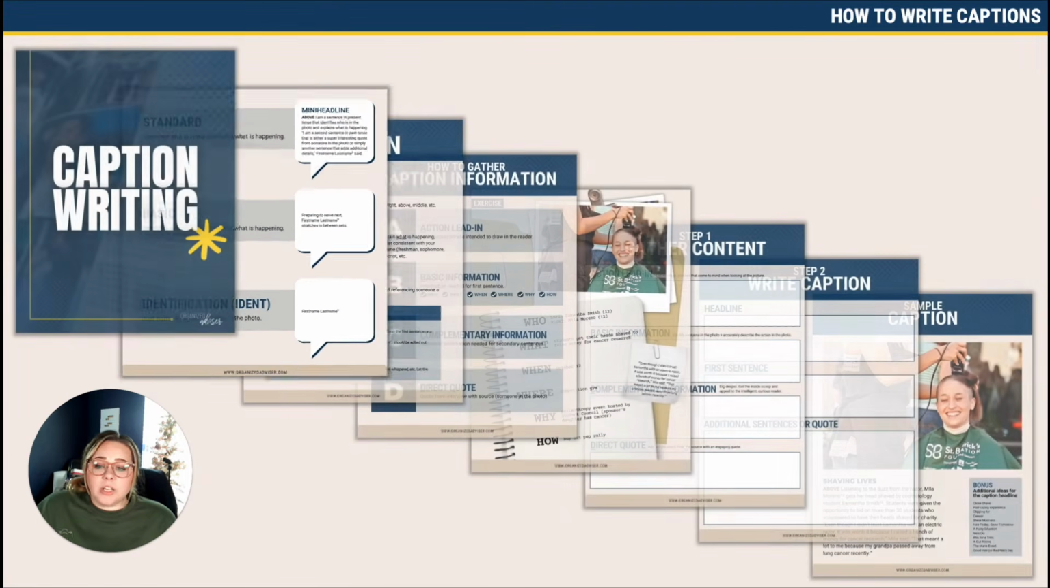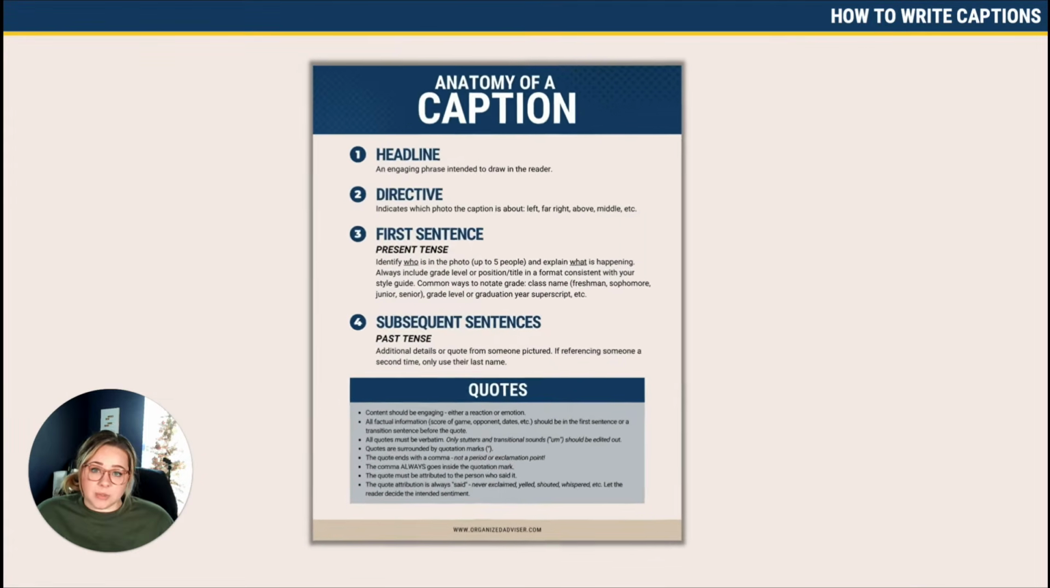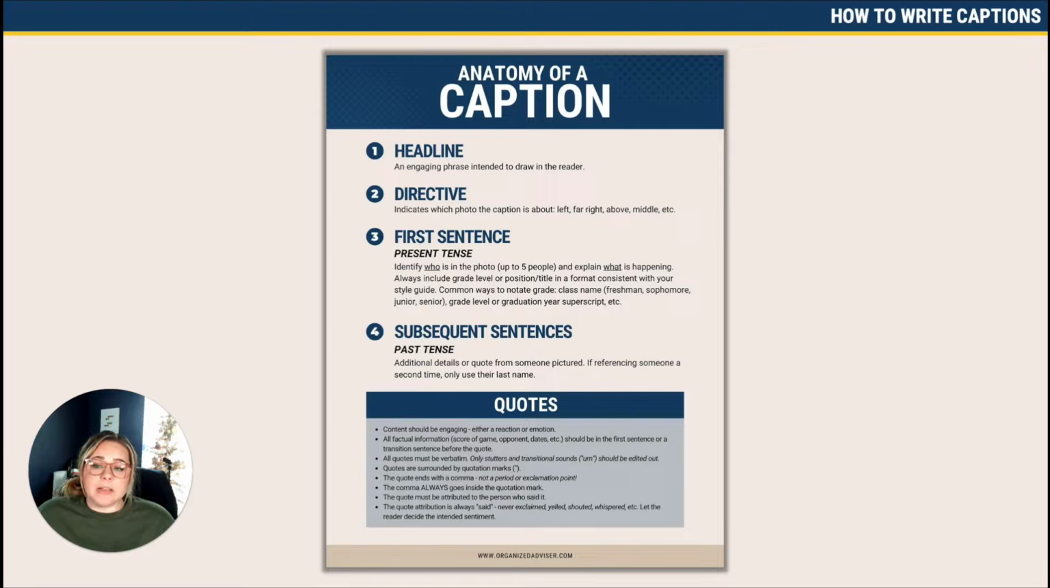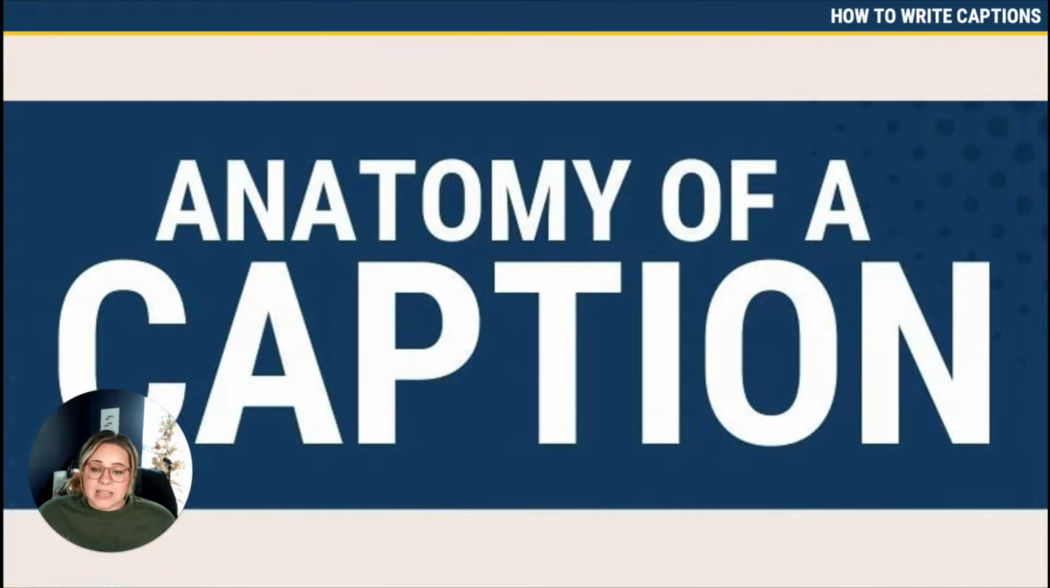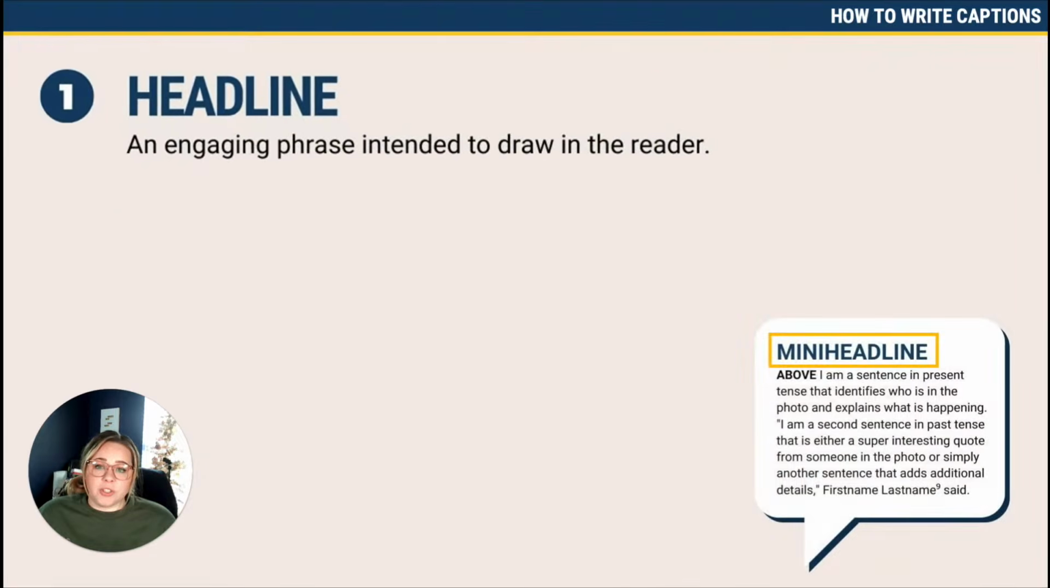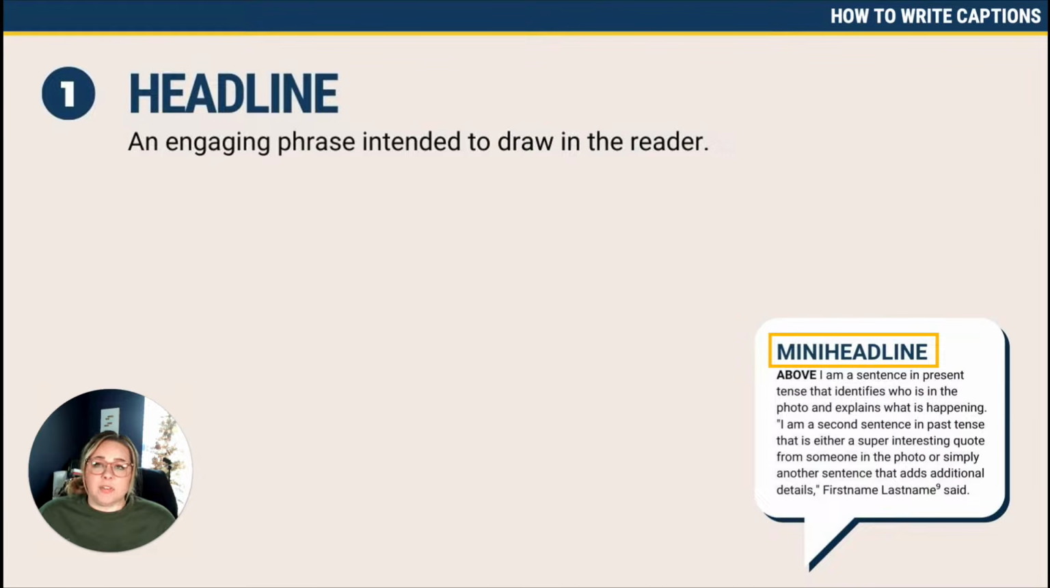So then we're going to talk about the anatomy of a caption. Those are the basic types, but now let's break down that standard one, what are the different parts of it. So the first part is the headline. Like I said, it's referred to as several different things. It could be referred to as the mini headline, the sub headline, the caption headline, the lead in, the lead, the action. There's lots of different terms for this.